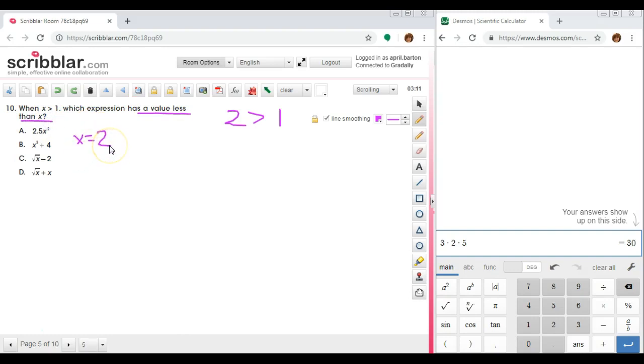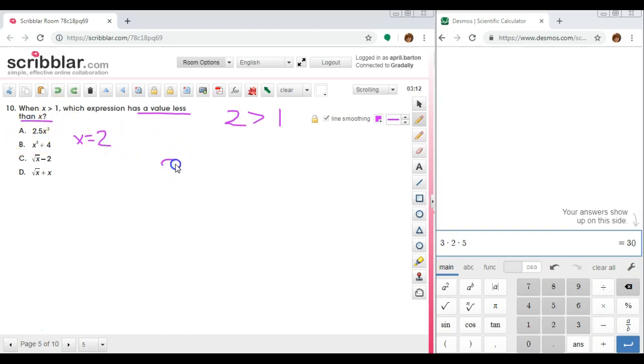We're looking for a number less than 2 when we plug x in. So everywhere we see the variable, we're going to replace it with a 2 because we picked it. We picked a random number that was bigger than 1. You could pick any number, 3, 4, 5, as long as it fits the requirement as bigger than 1.